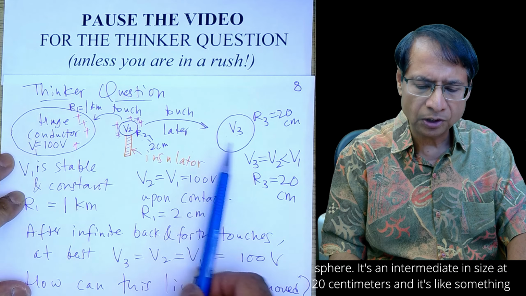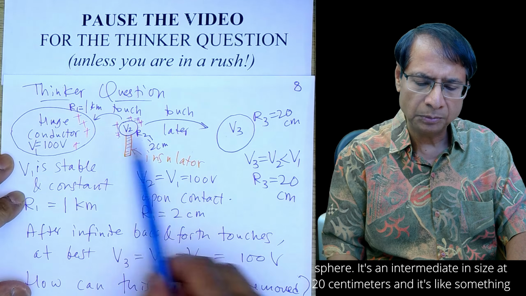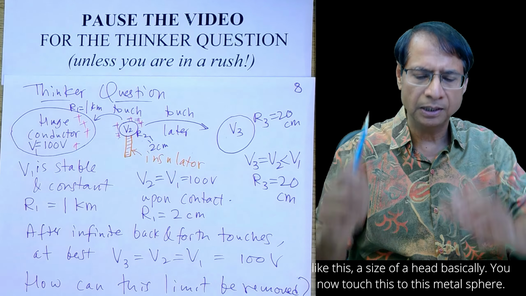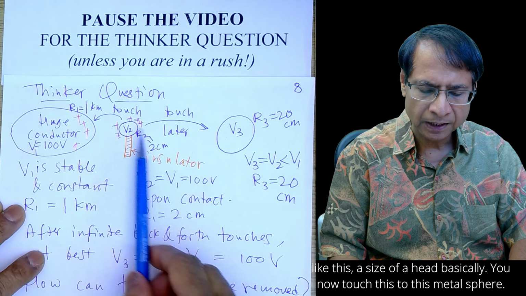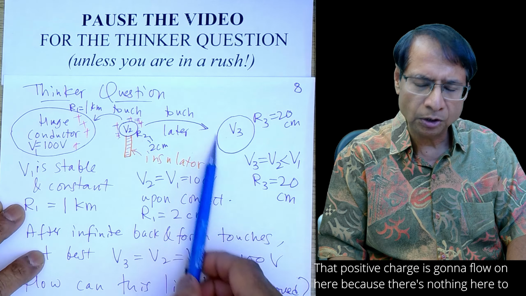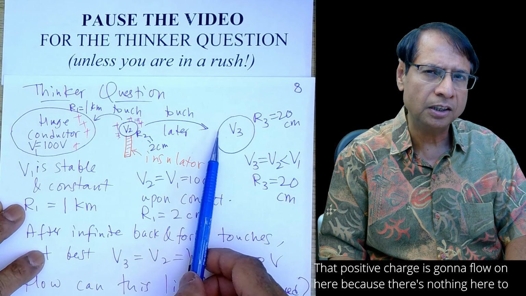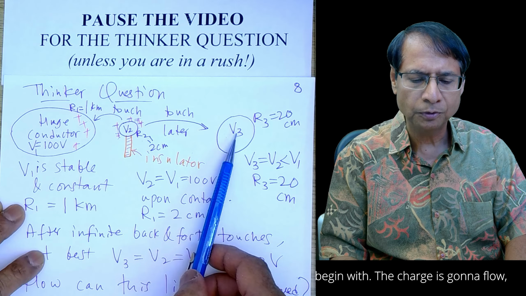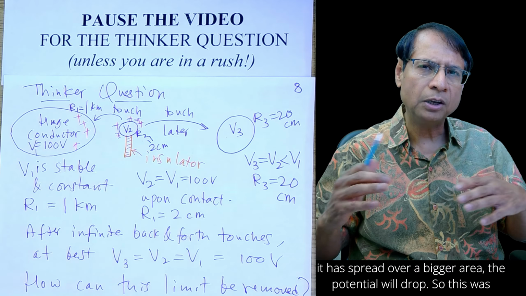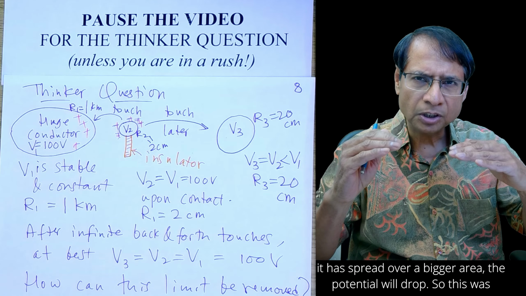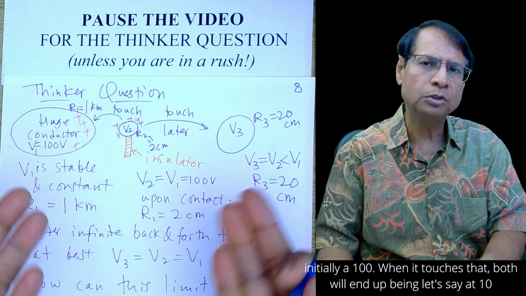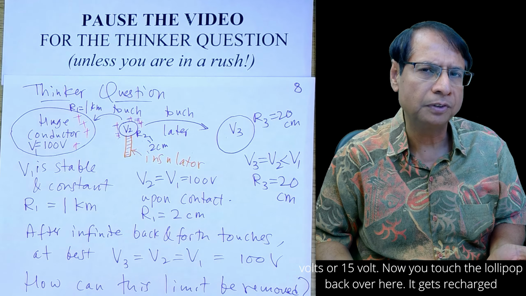Now we have a third sphere. It's intermediate in size at 20 centimeters. And it's like something like this, the size of a head basically. You now touch this to this metal sphere. So that positive charge is going to flow on here because there's nothing here to begin with. The charge is going to flow, it's going to redistribute itself. So because it has spread over a bigger area, the potential will drop. So this was initially 100. When it touches that, both will end up being, let's say, at 10 volts or 15 volt.